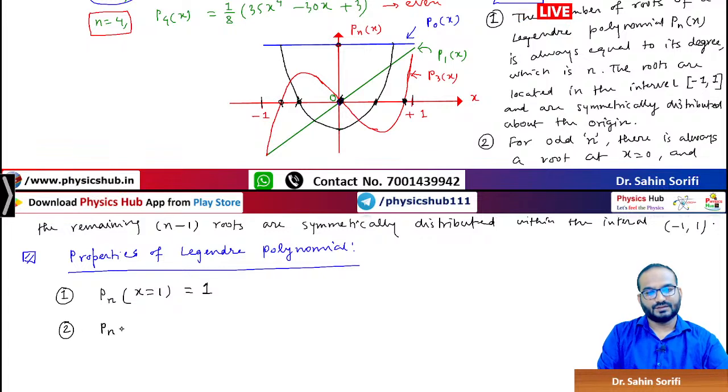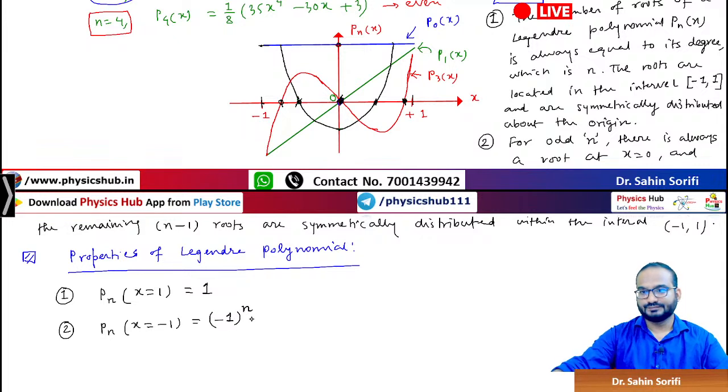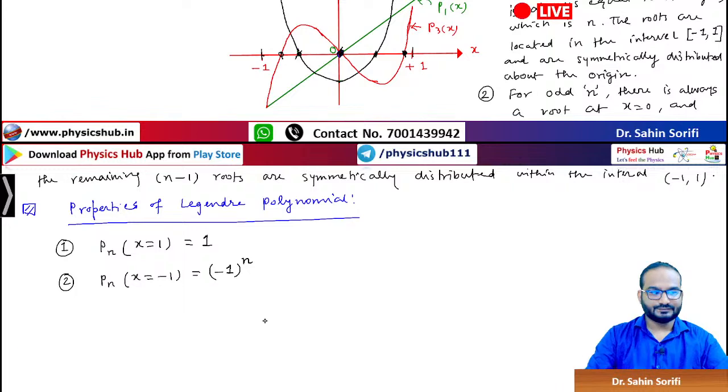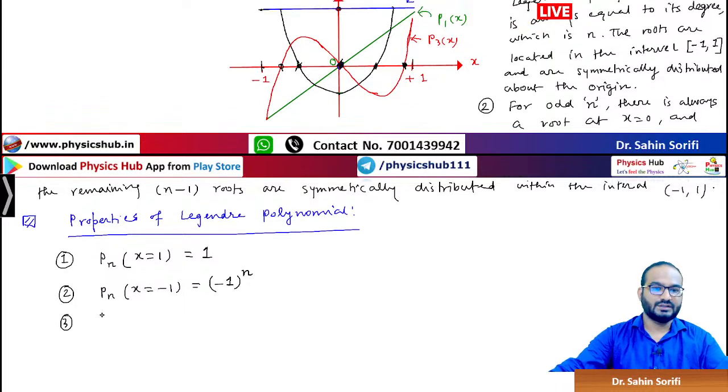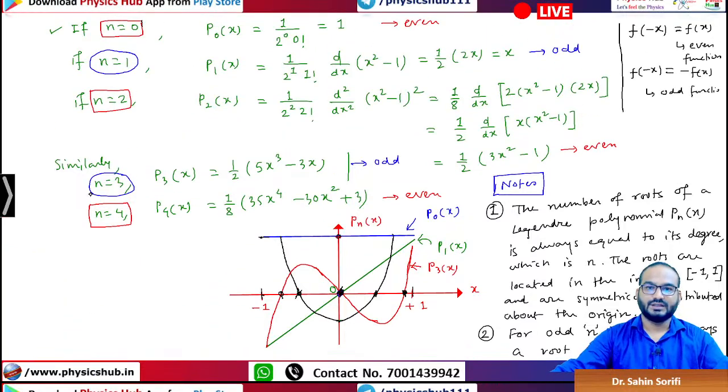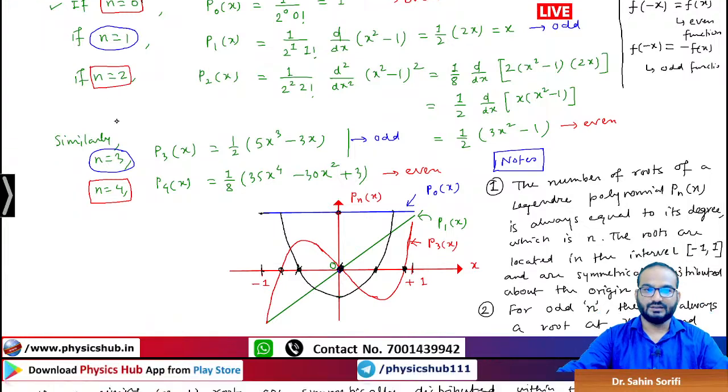Pn at x equals to minus 1. Look, at x equals to minus 1, it can be plus 1 or it can be minus 1. So it will depend upon minus 1 to the power n. You can write it in this way. And third thing, which we have already told you, is that it is even for even value of n, it is odd for odd n.